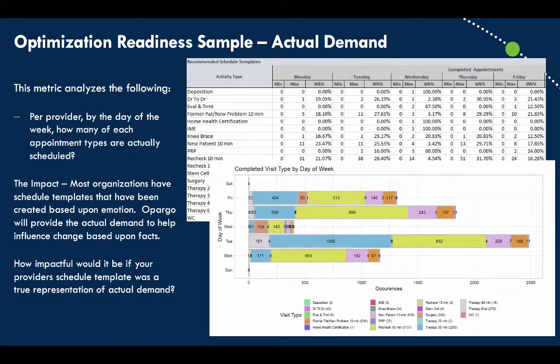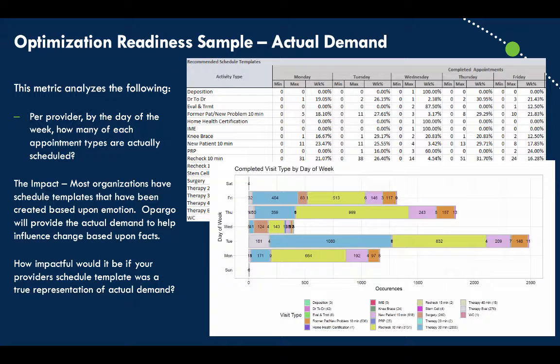The next analysis takes a deeper dive into that actual demand. And we're taking a look at, again, for your entire practice, what types of appointments are we seeing when and what days of the week. But on a per provider basis, we're able to see per week how many new patients are they seeing. In this example, how many knee brace appointments, home health certifications, therapy visits. We're then breaking it down further by day of week and making recommendations based upon the minimum number of those appointments that you've had and the maximum number of appointments that you've had of those types of visits on that day.